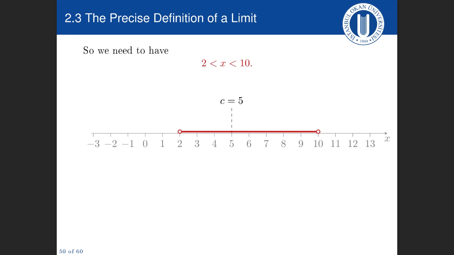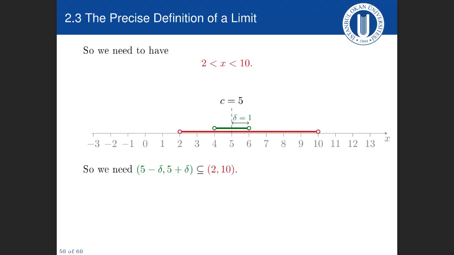What delta are we going to choose? We need to choose a delta such that the open interval 5 minus delta, 5 plus delta is contained inside the open interval from 2 to 10. Now I could have delta is 2.5. If I choose delta as 2.5, then the green interval is contained inside the red interval. Or, if I wanted to, I could choose delta equal to 1. If delta is equal to 1, then again, the green interval is contained inside the red interval. Or I could choose delta equal to 3. That would also be true.